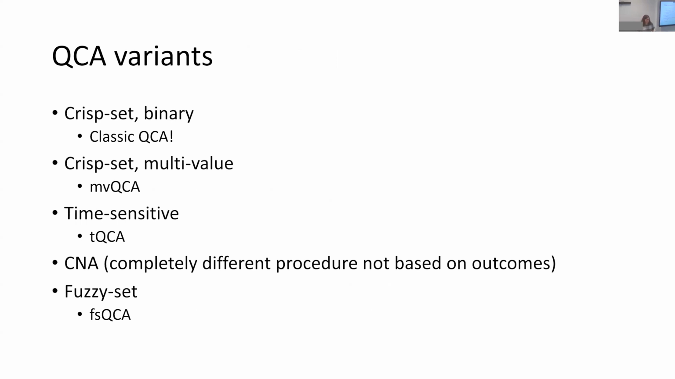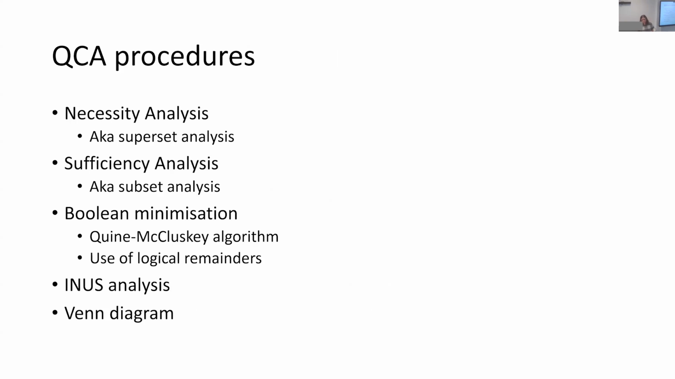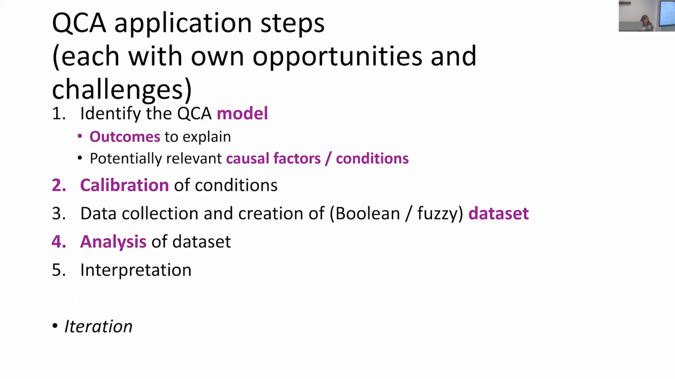Just a recap of the different variants of QCA, which I linked to the way I used them, as methods rather than an approach: a number of different procedures, ways that you can analyze the data set. So what are the application steps? I was saying that each application step comes with its own ways to quality assure it, but also its own opportunities and challenges. The process is more or less divided into this sequence, but it's an iterative sequence, so you can go back and redo it, and there can be a number of different rounds.